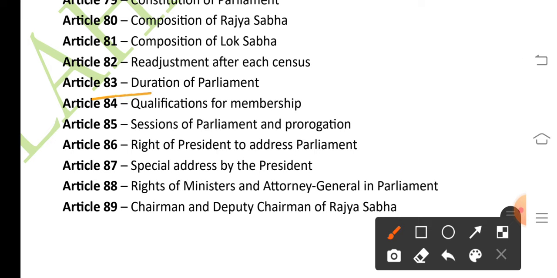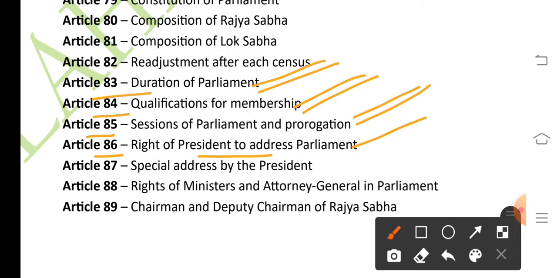Article 83 talks about duration of Parliament. Article 84 talks about qualifications for membership. Article 85, sessions of Parliament and prorogation. 86, right of President to address the Parliament. 87, special address by the President.